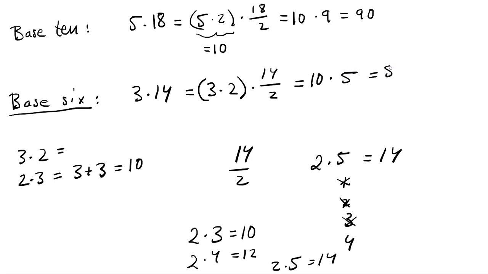10 times 5. Now we can use this rule of thumb. So this is just a 5 and adding a 0. So in base 6 we have that 3 times 14 is 50. And then we have used the tenths here.